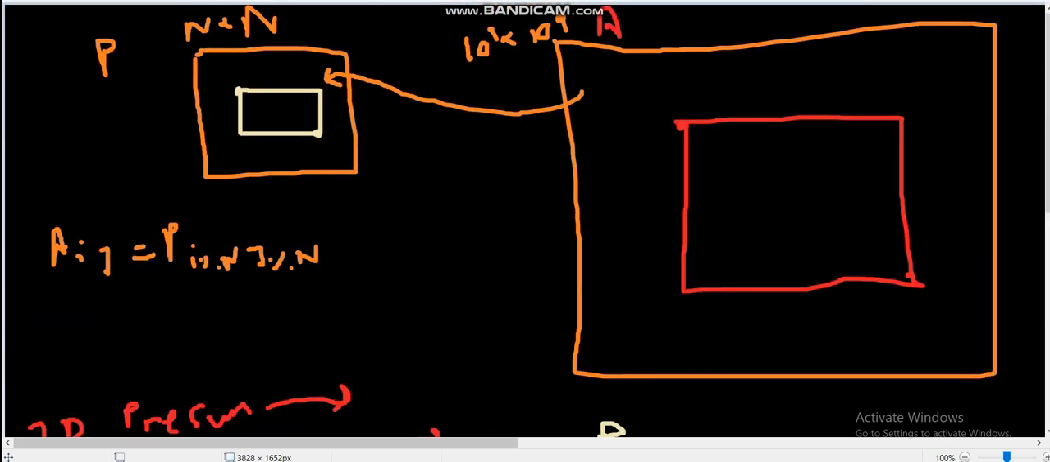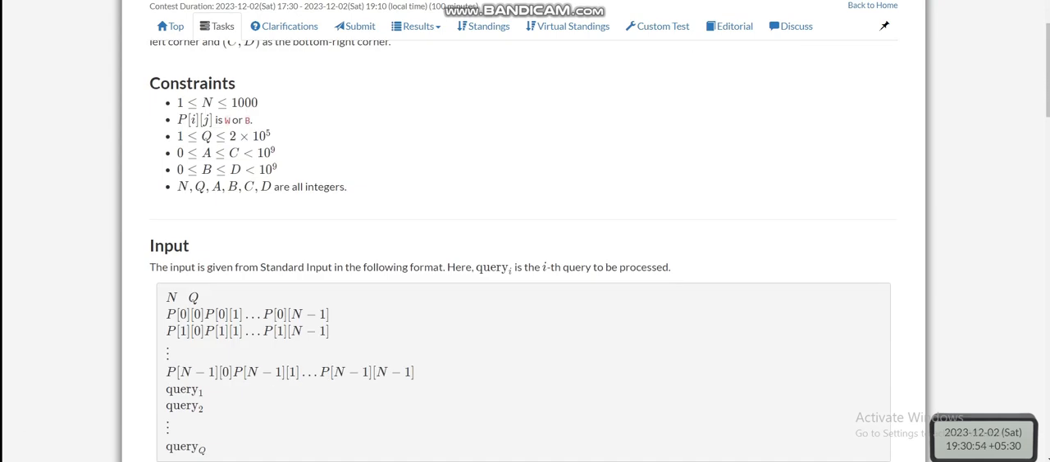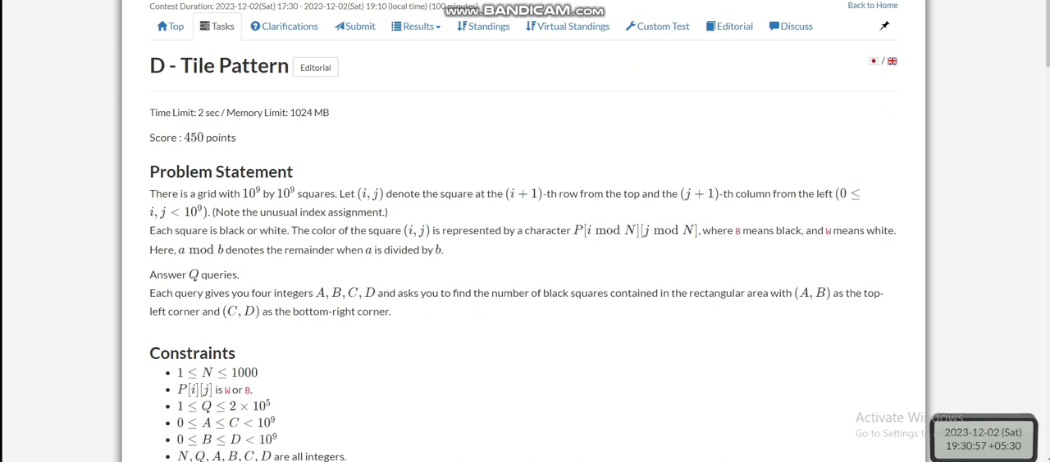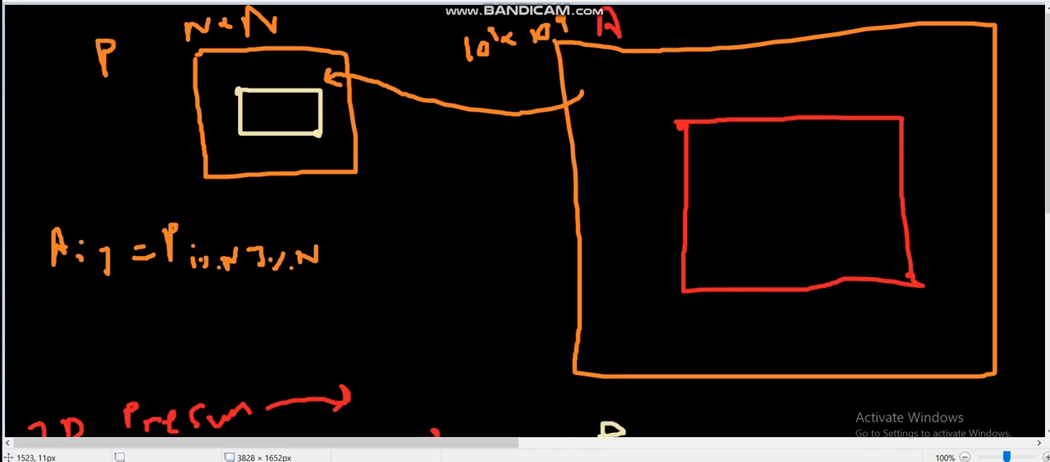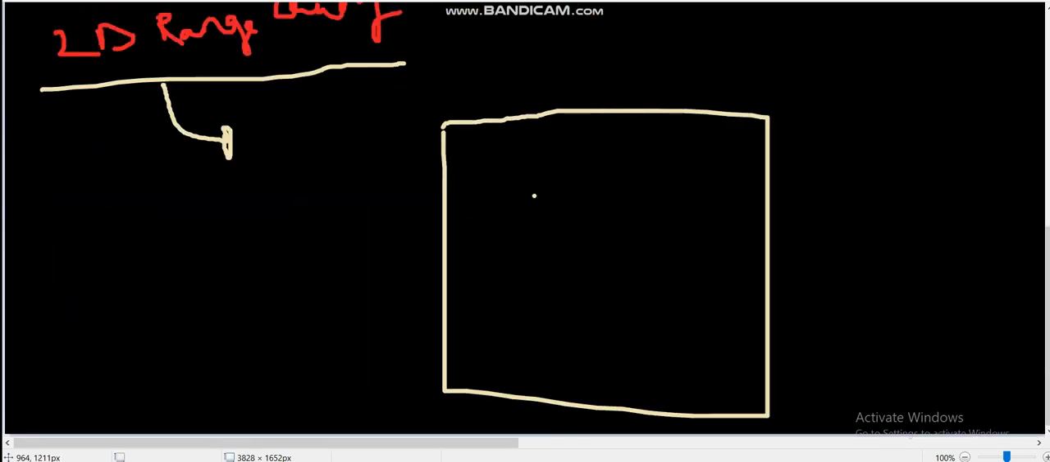To convert the problem into integers, you can consider character B as 1 and character W as 0, and the total sum in the rectangle will be the number of black cells. So here I am writing that the character B is mapped to 1, and character W is mapped to 0. Okay, so for the 2D range query, let's say we are given some rectangle, with this point and this point, and we have to find the total sum in this rectangle.